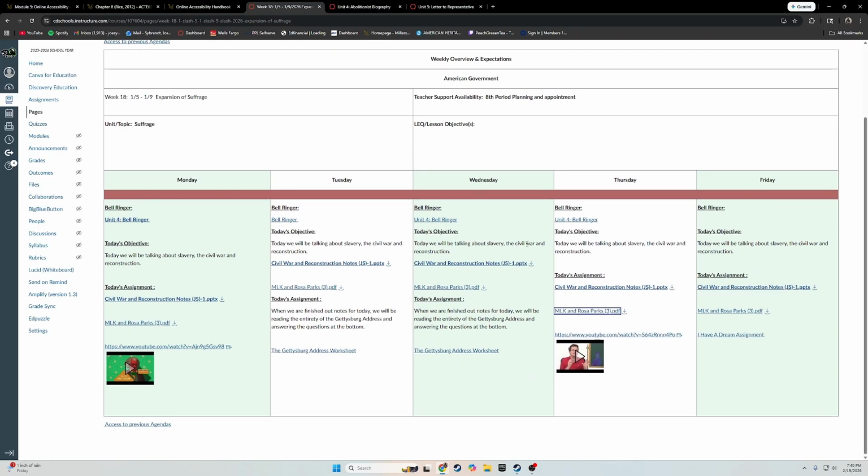So this is the Canvas page, and this is how every single week is going to look. For most days of the week, we're going to begin with a bell ringer that is linked right here. Then we're going to move into the PowerPoint, and then we're going to move into the assignment at the end. All right. The online accessibility handbook talked about how you shouldn't link in videos. You should have them linked in your weekly agendas, not in the PowerPoint, which I have here, Crash Course. We would just watch a portion of the video.